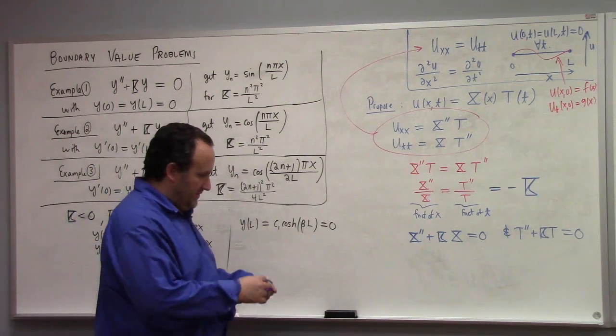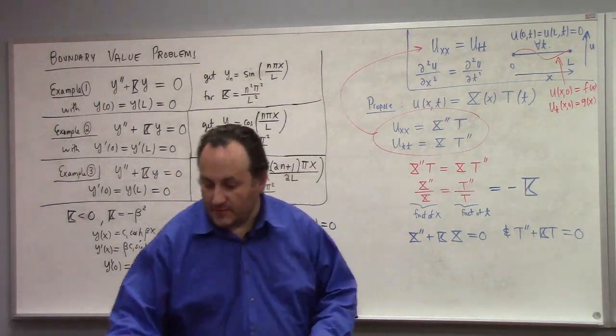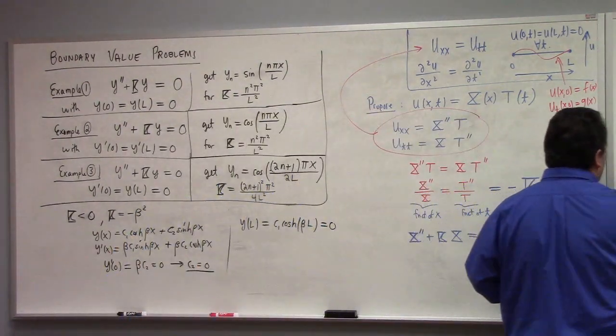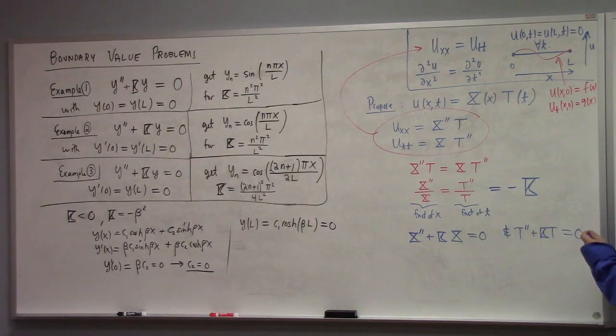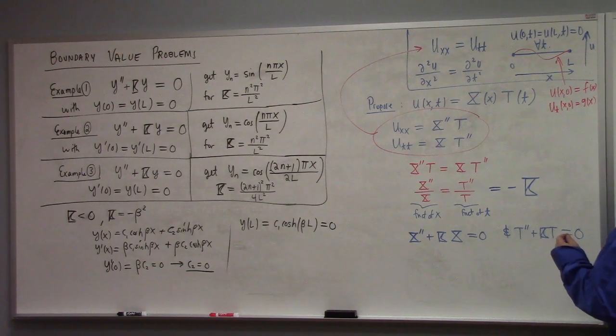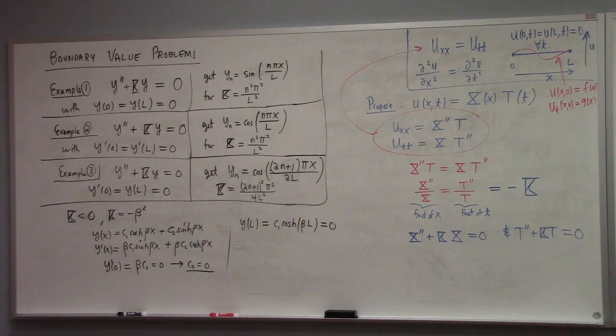Check this out. What do the boundary conditions say about the solution? If we just work through it, u of 0 comma t would be equal to X of 0 times T of t, and u of L comma t would be equal to X of L times T of t. And this would be equal to zero for all t, right? If that holds for all t, and the time solution is non-trivial, as we'd like it to be.